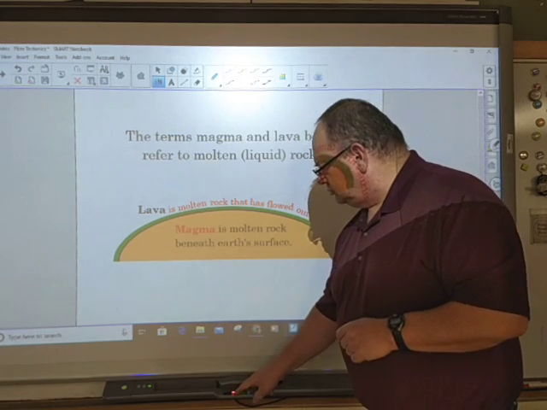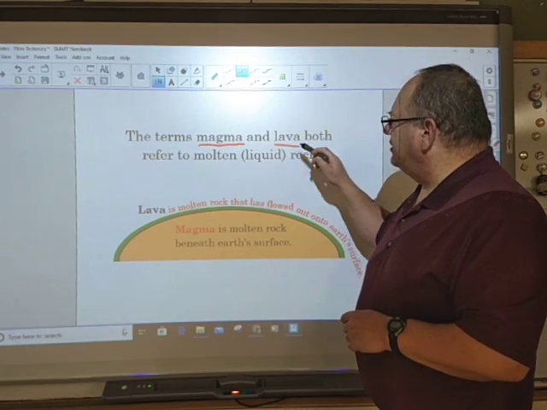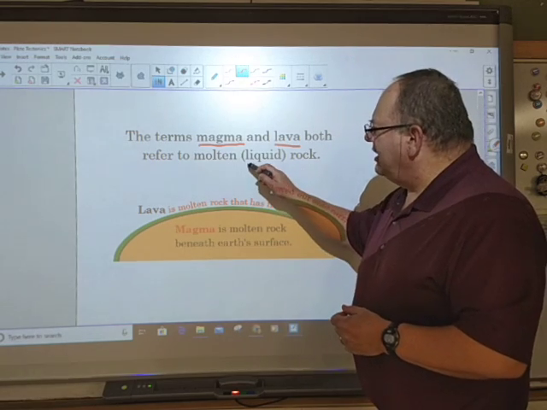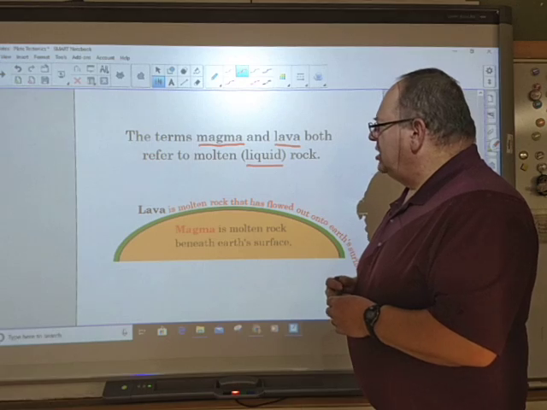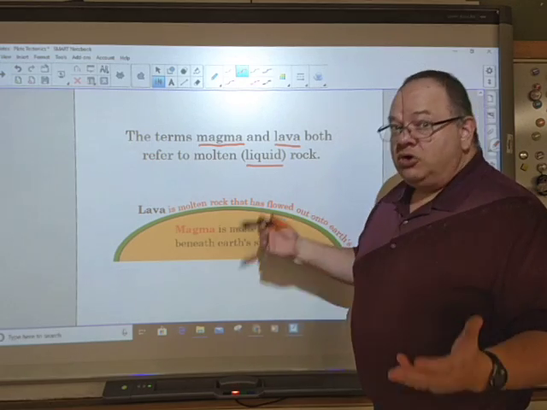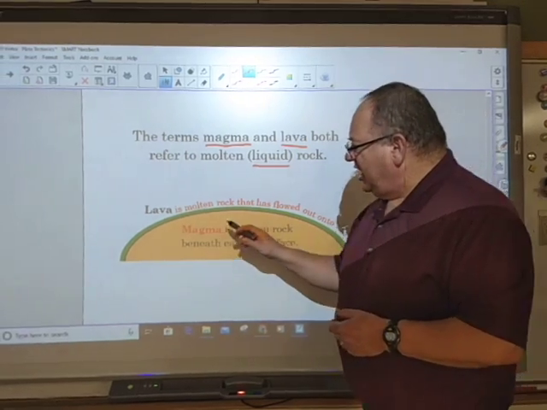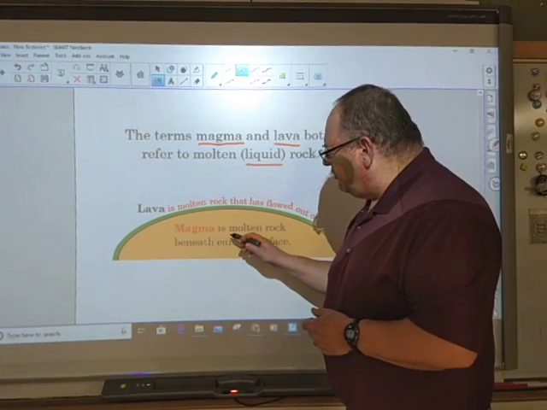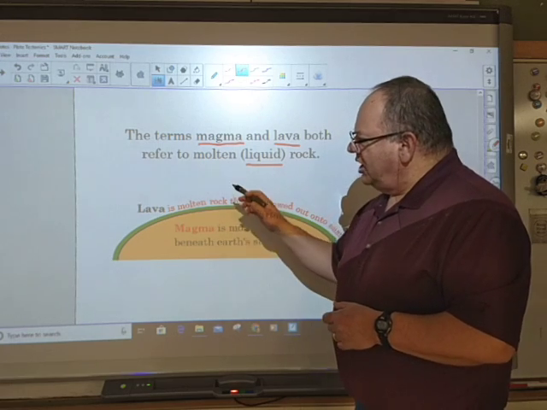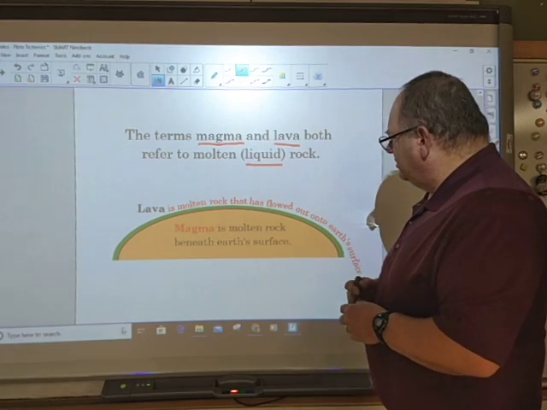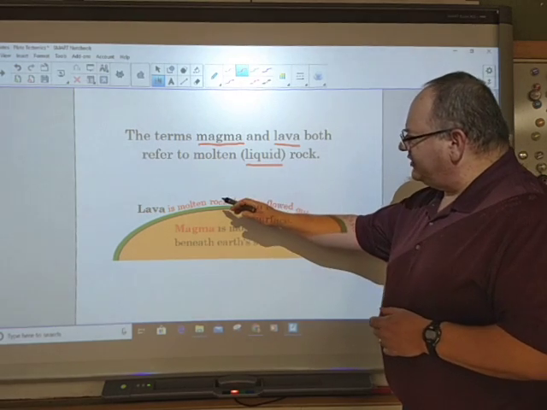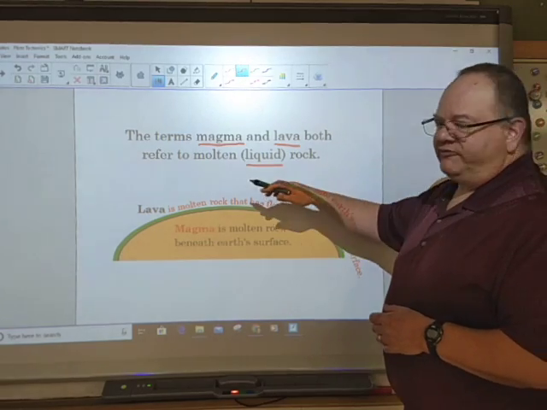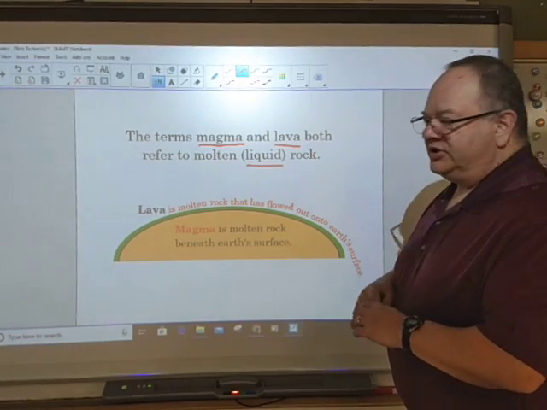Okay, just a couple of terms. Magma and lava. Okay, both of those refer to molten rock, molten or liquid rock. So what's the difference? Why do we have two terms? I don't know why we have two terms, but the difference is if it's below the surface of the Earth, so here's my picture trying to represent the surface of the Earth. If it's below the surface of the Earth, it's called magma. And if it's above the surface of the Earth, it's called lava. So I say molten rock. Lava is molten rock that has flowed out onto the Earth's surface.